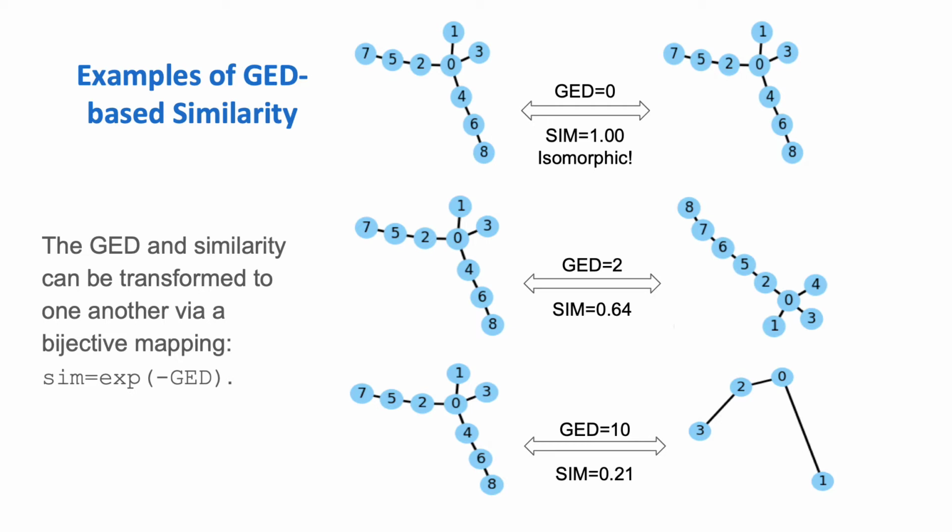I want to mention that the graph edit distance and the similarities can be converted into each other by a bijective mapping. So when the graph edit distance is low, that means the similarity is high. So when the edit distance is 0, the similarity is 1, meaning that the two graphs are isomorphic. When the graph edit distance is high, then the similarity score is low. It's going to be close to 0.